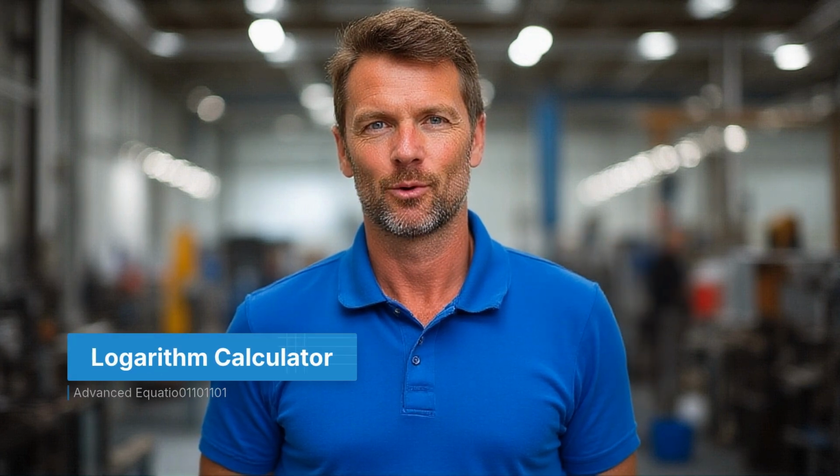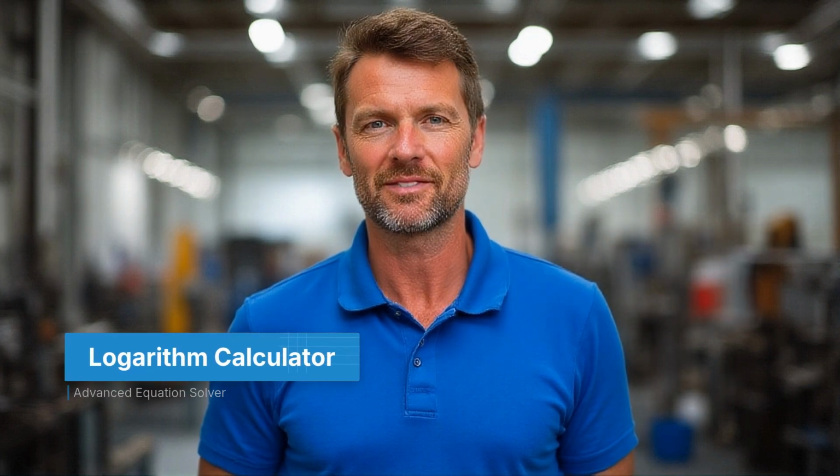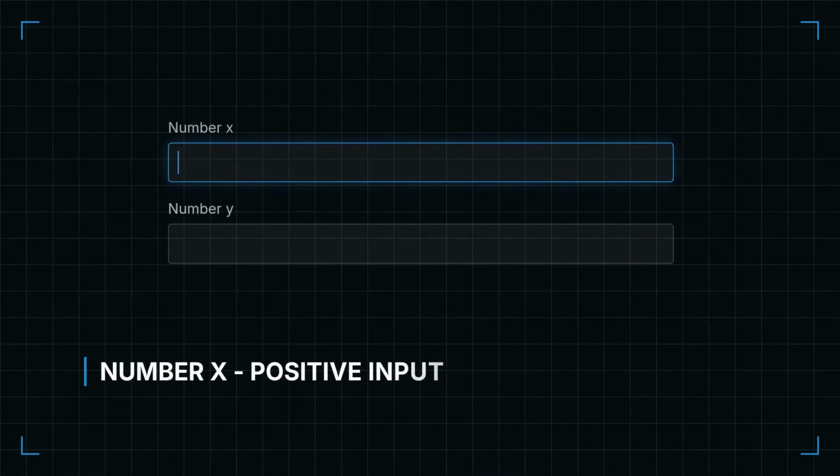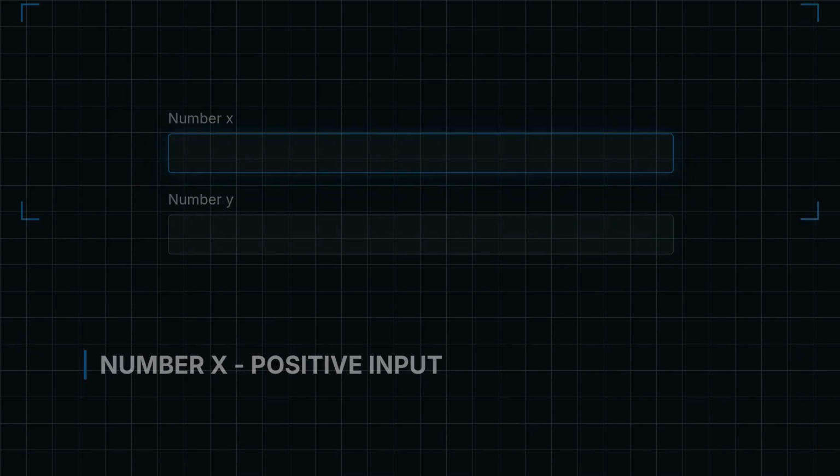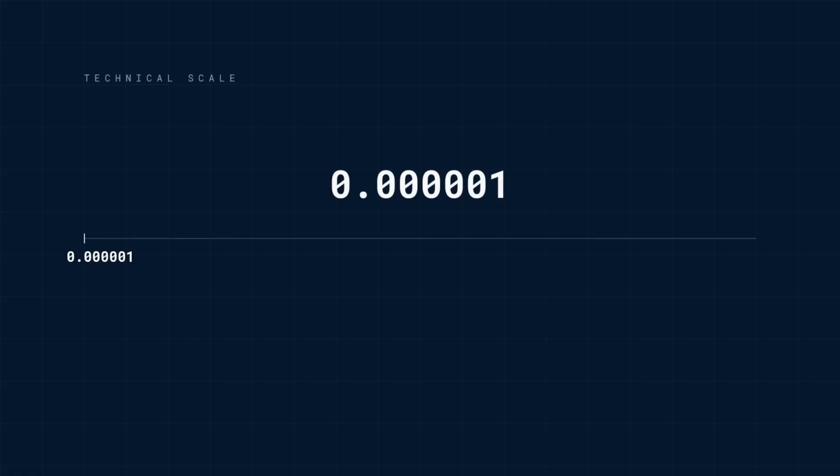This is the Logarithm Calculator, which solves logarithmic equations with any custom base you specify. The calculator has two input fields. First is number x, where you enter the positive number you want to find the logarithm of. The minimum value is 0.001 with no maximum limit.